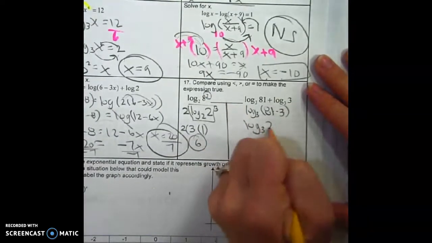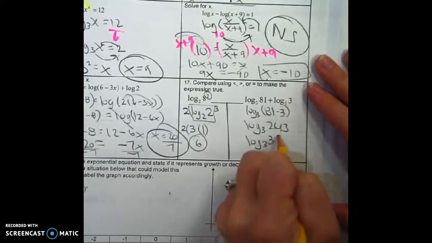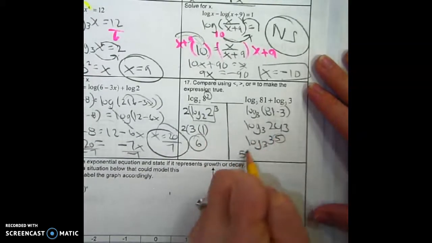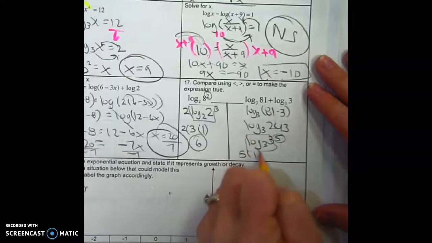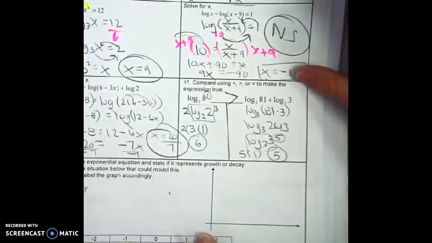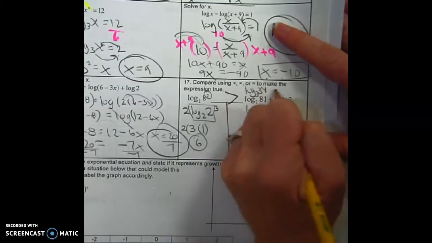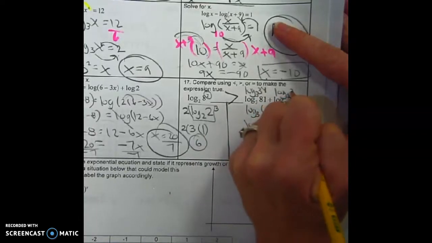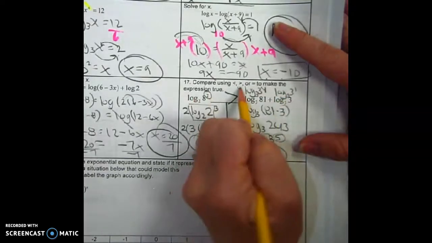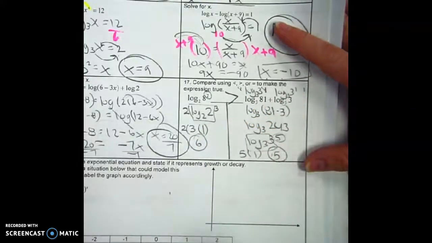Log 3, 243. Log 3, I think it's 3 to the 5th. Little turns big. This is 1. That's 5. Therefore, it's bigger. You could have also simplified this by going log 3, 3, 4. Log 3, 3, 1. Little turns big, 4 times 1. Little turns big, and 4 plus 1 is 5.